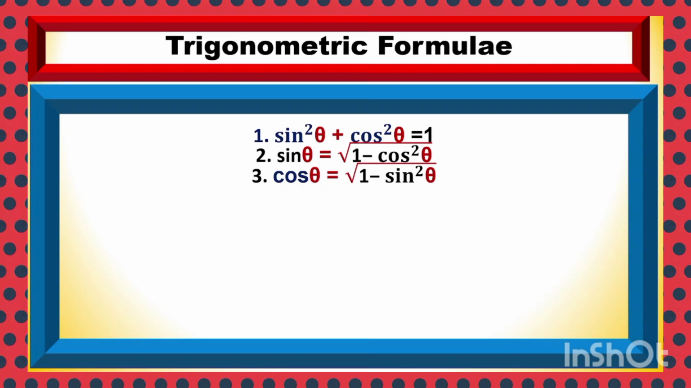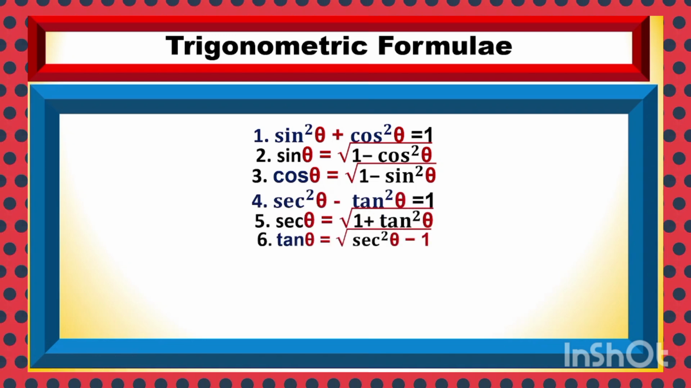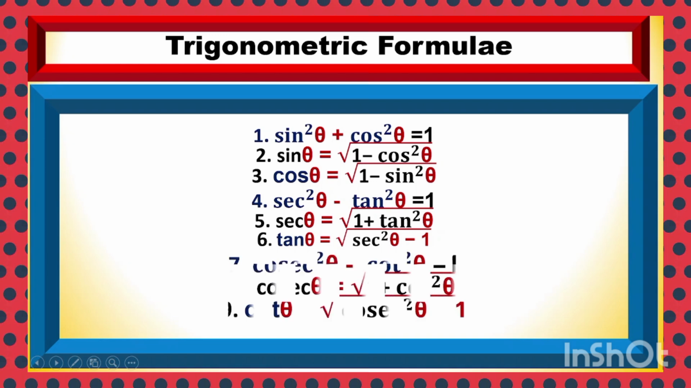Sin square theta plus cos square theta is equal to 1. Sin theta is equal to square root of 1 minus cos square theta. Cos theta is equal to square root of 1 minus sin square theta. Sec square theta minus tan square theta is equal to 1. Sec theta is equal to square root of 1 plus tan square theta. Tan theta is equal to square root of sec square theta minus 1. Cosec square theta minus cot square theta is equal to 1. Cosec theta is square root of 1 plus cot square theta. Cot theta is equal to square root of cosec square theta minus 1.